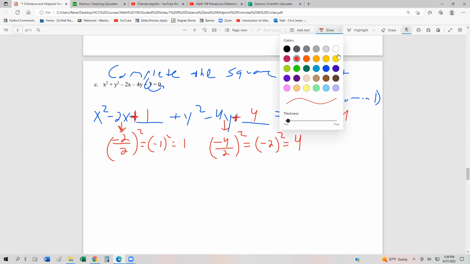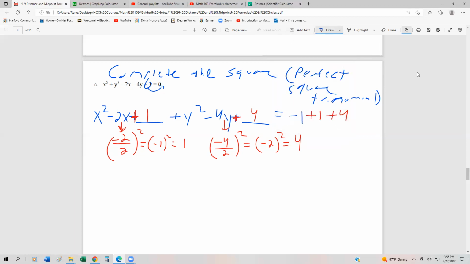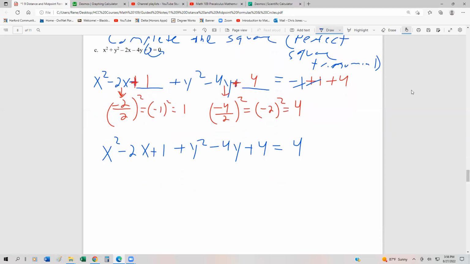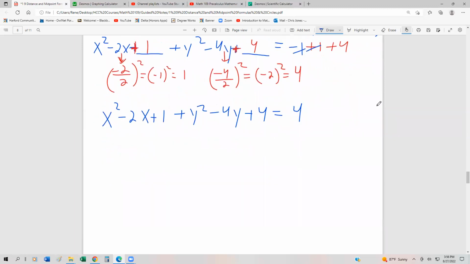And so now what we end up with is this equation: x squared minus 2x plus 1 plus y squared minus 4y plus 4, and then -1 and +1 cancel out, so we're left with 4. Now what we're going to do is factor these perfect square trinomials.